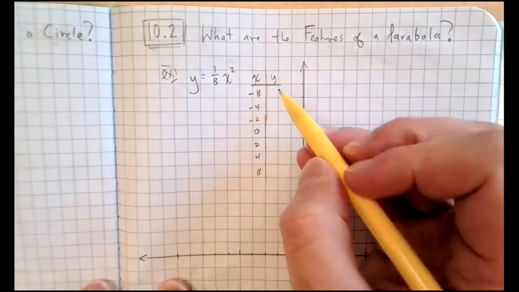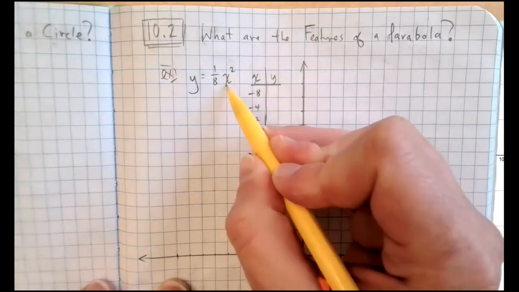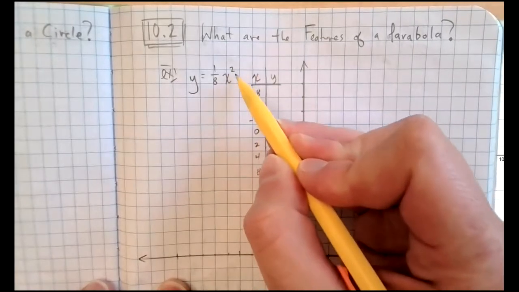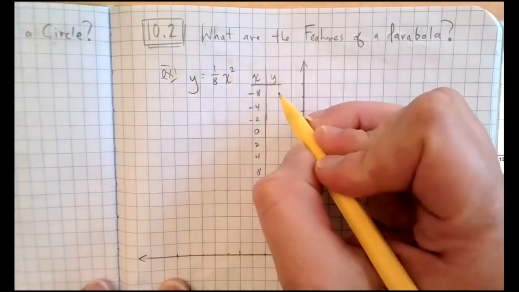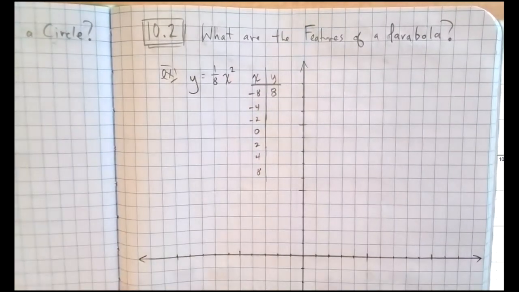You can have me do all the work. So I'm going to take -8 squared is 64. It's PEMDAS, right? We're doing exponents first. 64, 1/8 of that is, 1/8 of 64 is 8. That's totally graphable. How did I know that?